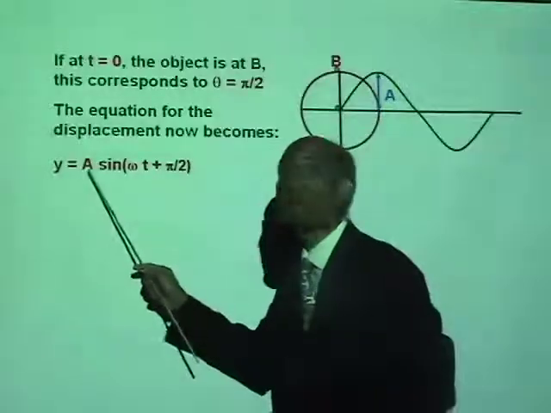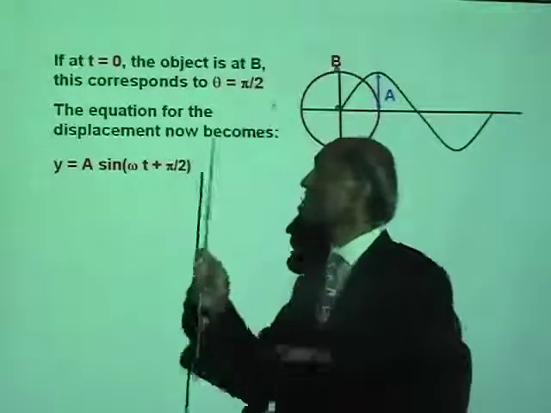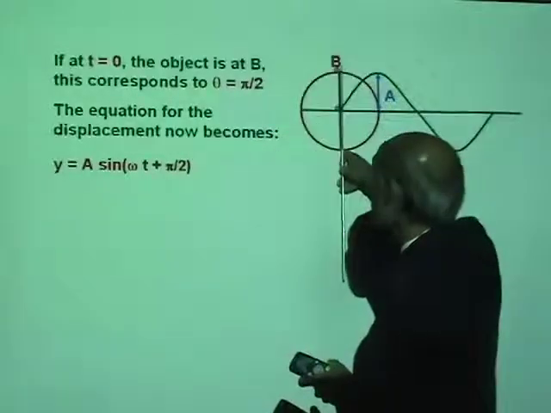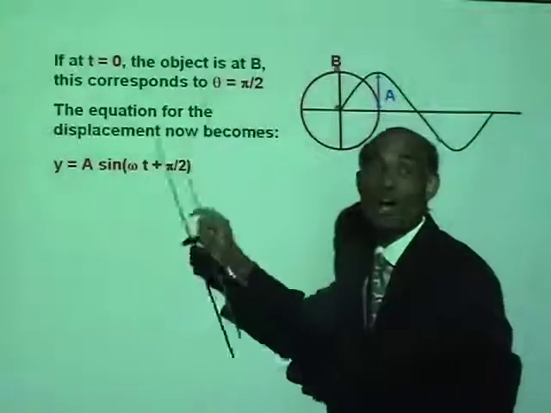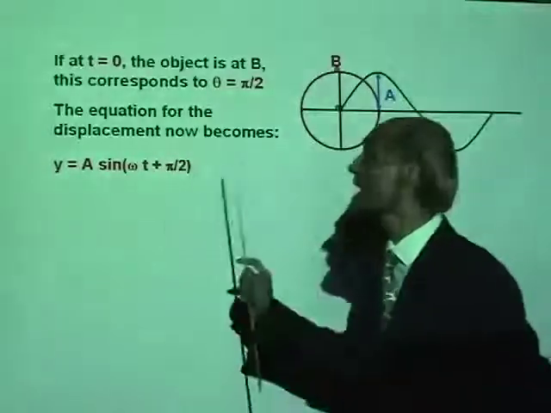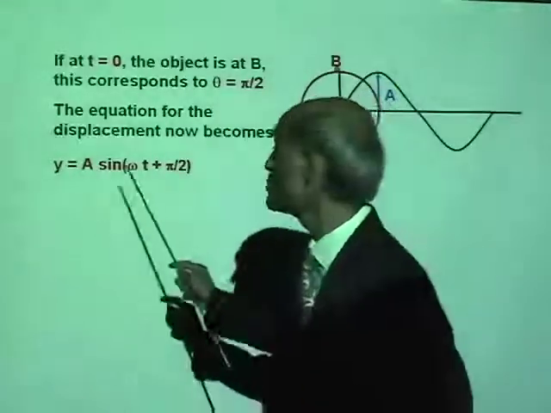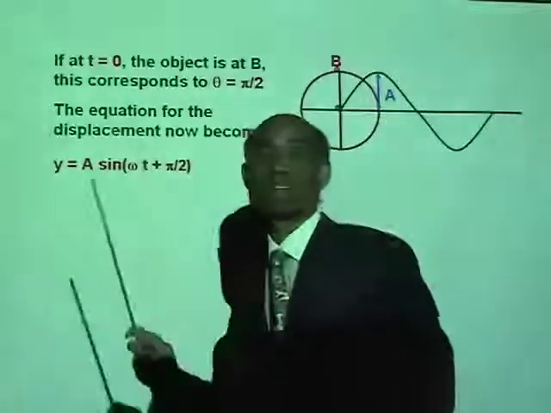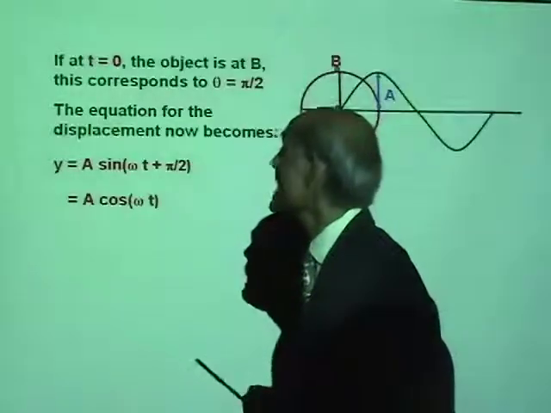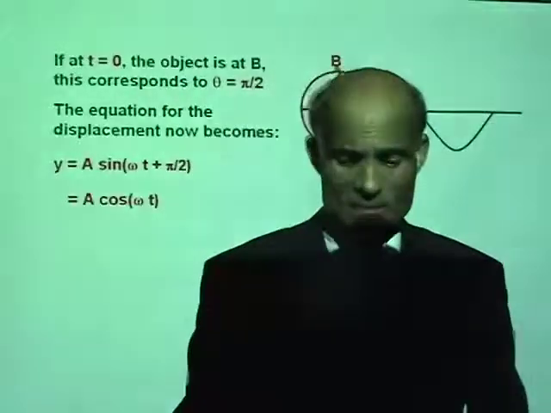The equation will now become y equal to a sine omega t plus pi by 2, because the angle has now become pi by 2 when you start with the clock. So your equation now has to be modified, y equal to a sine omega t plus pi by 2. Now, can you use your trigonometry to expand that? If you expand that, you will see this is equal to a cos omega t. Do you know how to expand that?